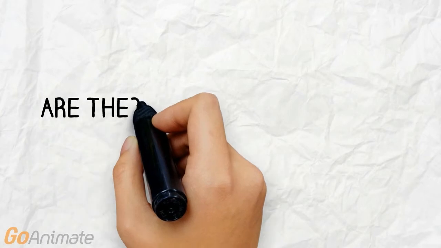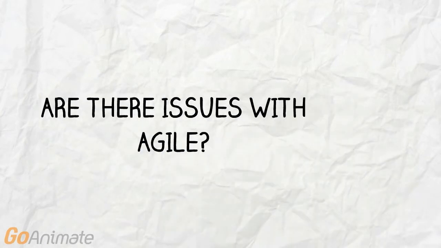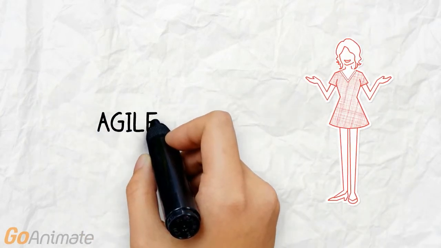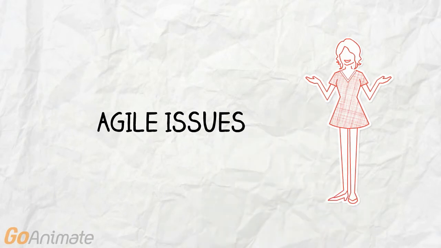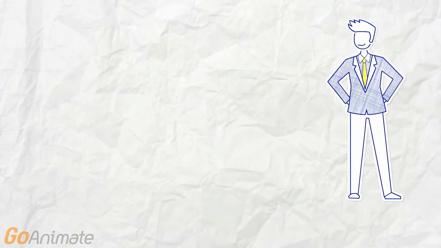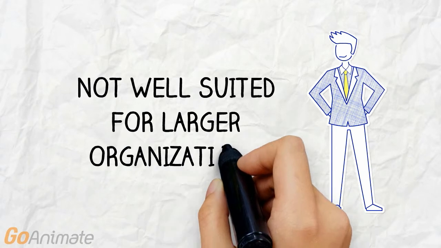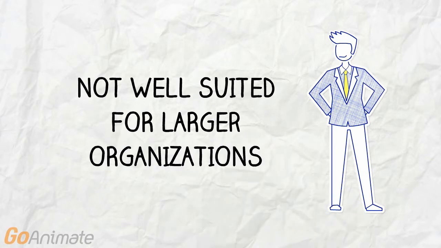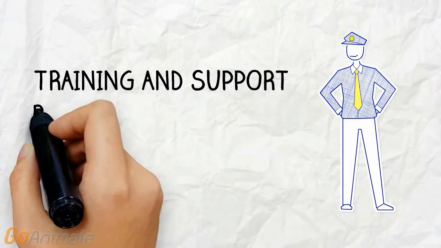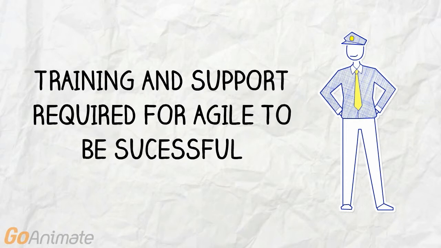Agile sounds great, but are there issues with it? Yes. There are a few issues that we should touch on regarding Agile methodologies. To begin with, Agile can be inefficient in larger organizations, and should be used for developmental and non-sequential projects, like software development. It is very important that teams using Agile be well trained, and there's sponsor support for Agile methodologies in the organization.